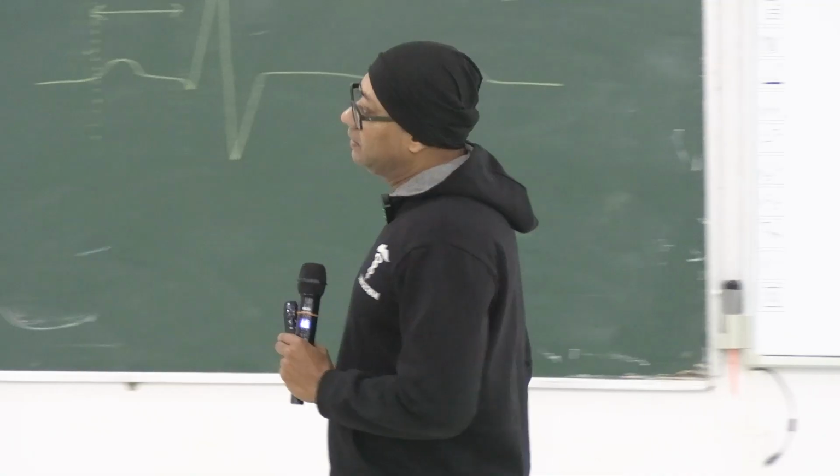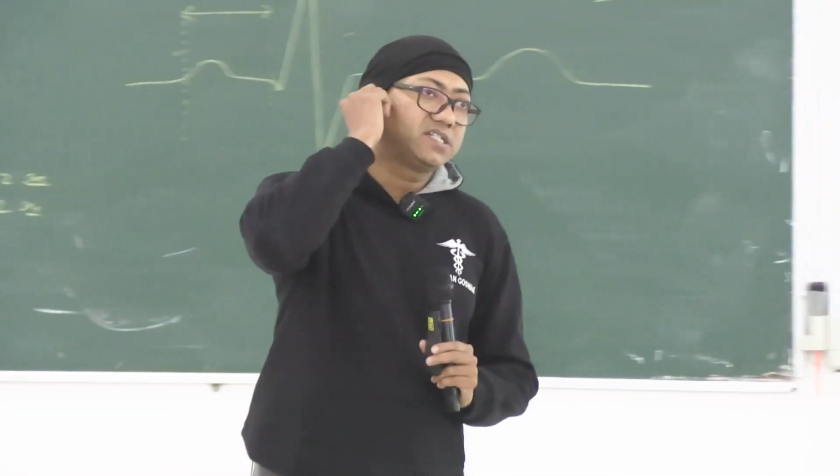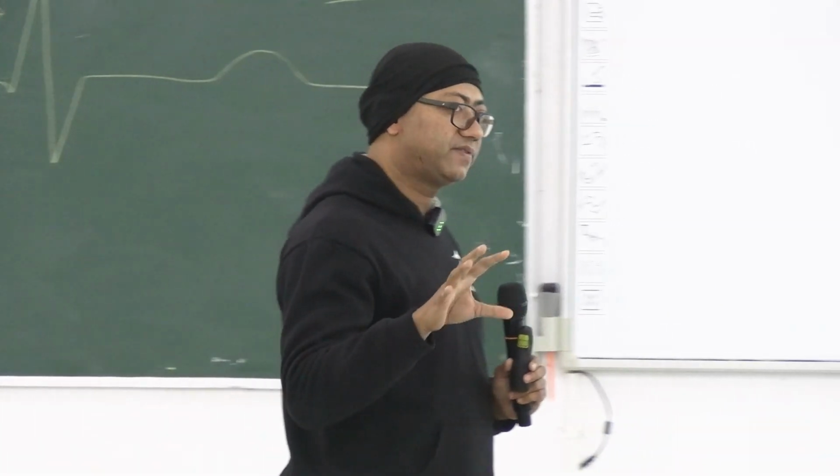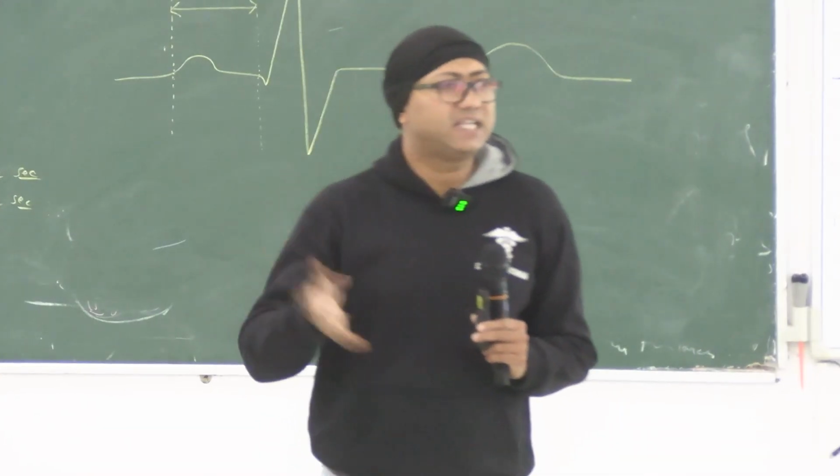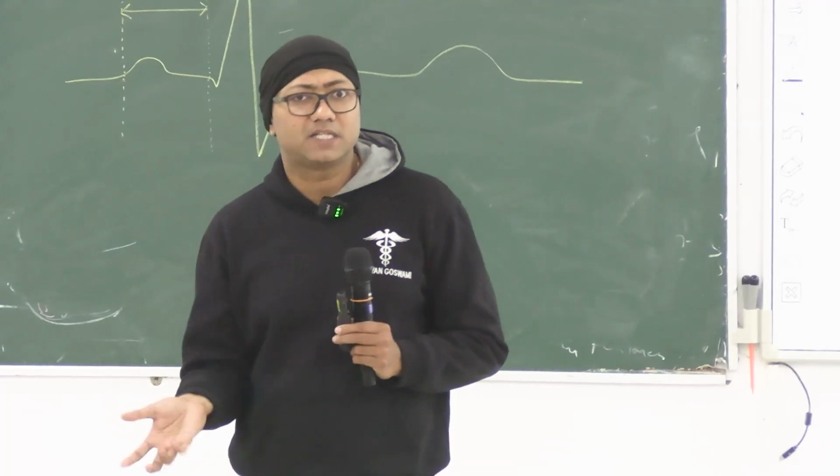The P wave is atrial depolarization, the QRS complex is ventricular depolarization. In between we have the AV node. For the action potential to travel from atria to ventricle, we need to cross the AV node. So there is some problem at the level of the AV node. In first degree heart block, the AV node is taking more time to transmit the impulse from atria to ventricle.